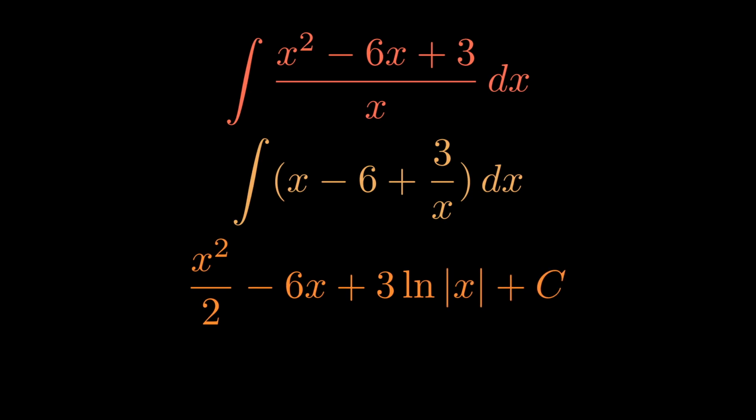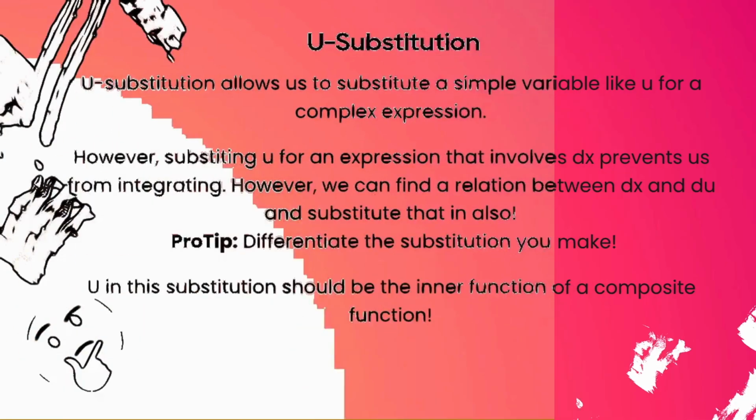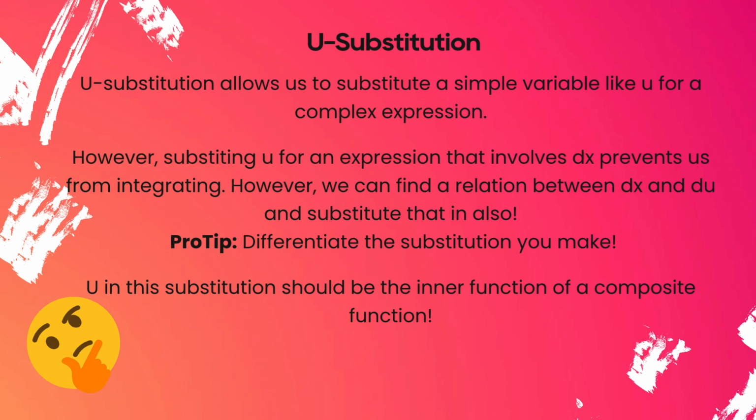of x plus c. Now u substitution is extremely important, and this is probably the most important part of this unit. So u substitution, basically you substitute a simple variable like u for a complex expression. However, substituting for u that involves dx in the integral prevents us from integrating. However, we can find a relationship between dx and du and substitute that in also. And to do that, you differentiate the substitution that you make. And u in this substitution should be the inner function of a composite function. Let's look at an example.